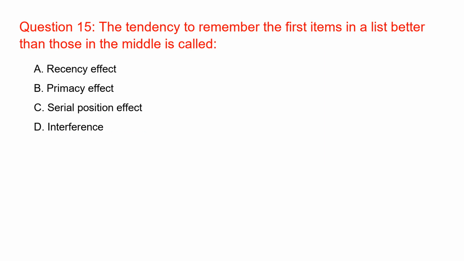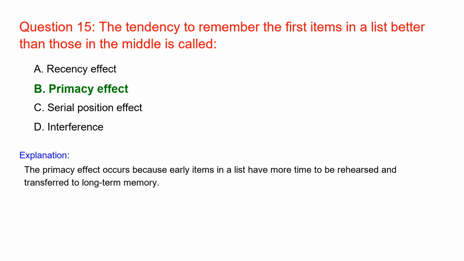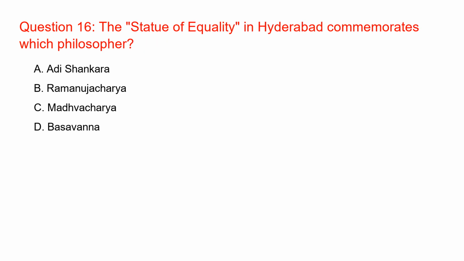The tendency to remember the first items in a list better than those in the middle is called primacy effect. The primacy effect occurs because early items in a list have more time to be rehearsed and transferred to long-term memory. The Statue of Equality in Hyderabad commemorates which philosopher?